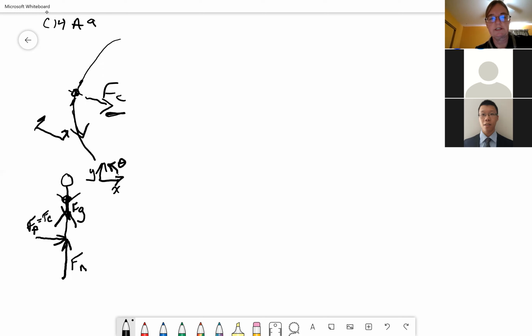These two forces together, the frictional force and the normal force, go together to be the total ground reaction force. So the total ground reaction force in this case looks something like this. So that's the ground reaction force. And it's just these two added together, right?